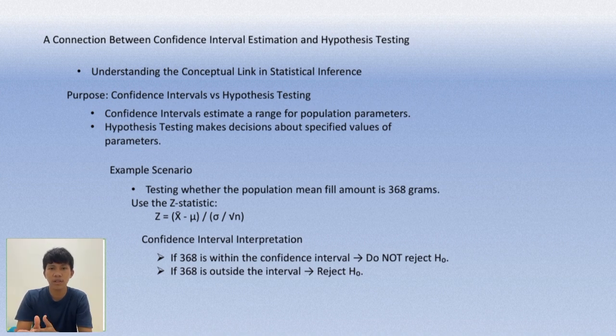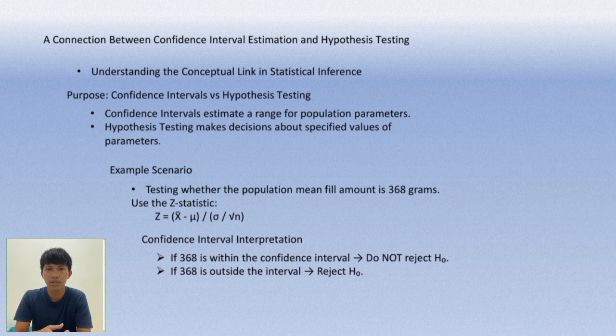Next is example scenario. Testing whether the population mean fill amount is 368 grams. So, use the Z statistic. Z equals sample mean minus mean, divided by the standard deviation divided by the square root of sample size. So, suppose you want to test if the average fill weight of cereal boxes differs from 368 grams, we calculate the Z statistic to determine how far the sample mean is from the hypothesized mean in terms of standard errors. So this helps us assess whether the observed difference is statistically significant.